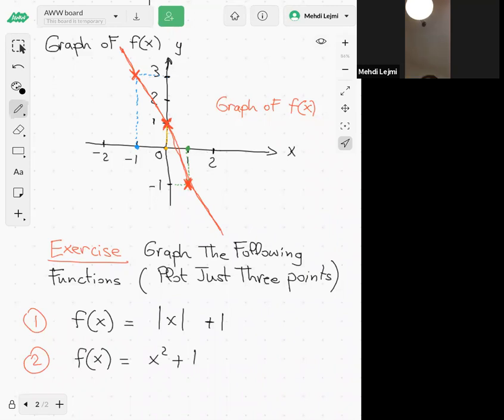All right, so I'm going to give you 5 minutes, guys, to try to graph these functions. Again, just pick 3 points. You don't have to pick more than 3. The point here is just to know how to plot points in the graph.